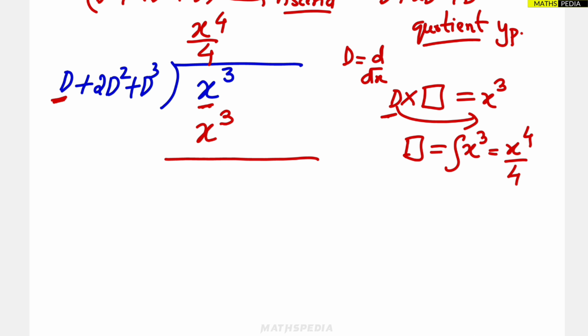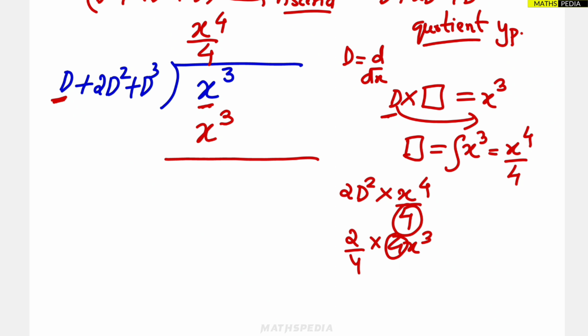Correct? Now should we leave it here? No, we have to multiply with this element as well as this element. So 2d square has to be multiplied with the quotient term. So we have to multiply that: 2d square into x power 4 by 4. So d square, what is the meaning of that? Double differentiation. So 2 into 4, I will take it outside. Differentiation of x power 4 is what? 4x cube. Again one more differentiation.